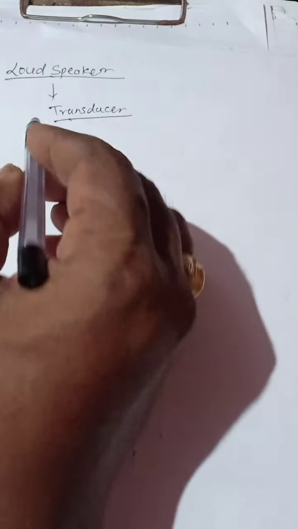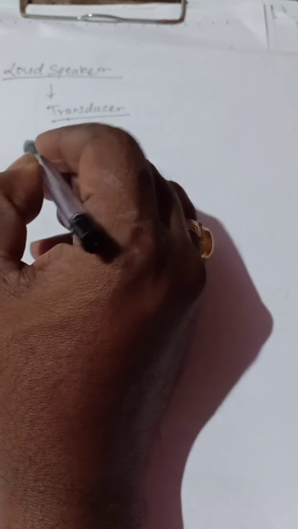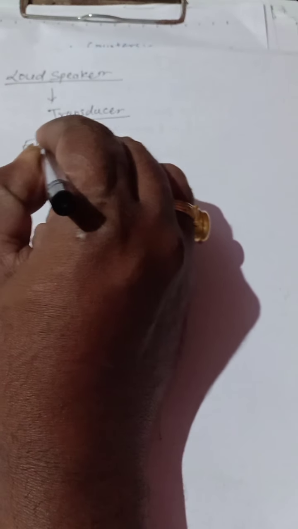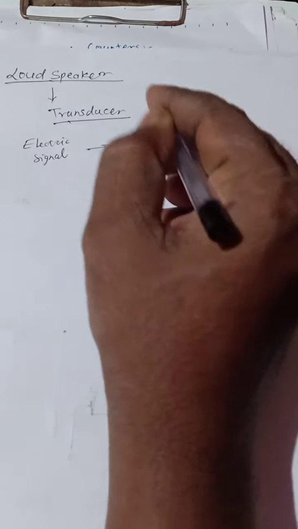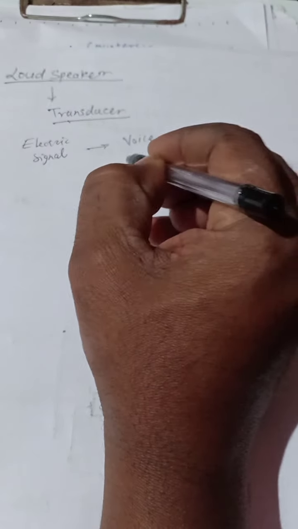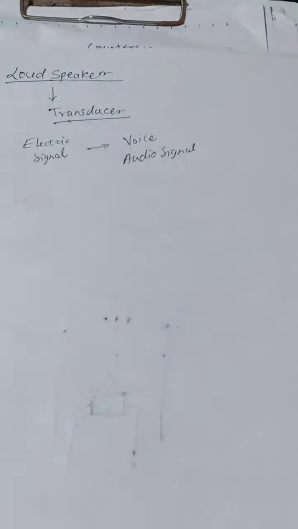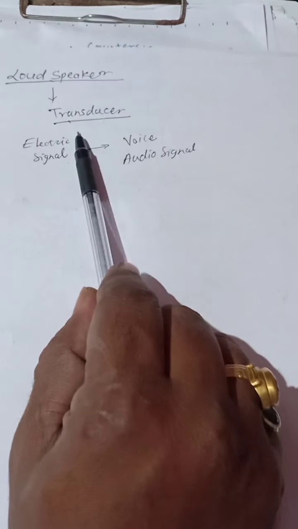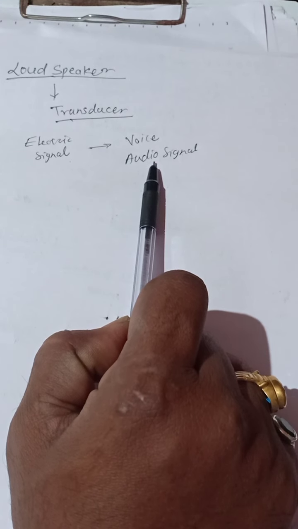Transducer means the loudspeaker converts an electrical signal into an audio signal. It converts the electric signal into voice or audio signal. That's why it is known as a transducer. It converts one form of energy into the other form. It is not a sensor.